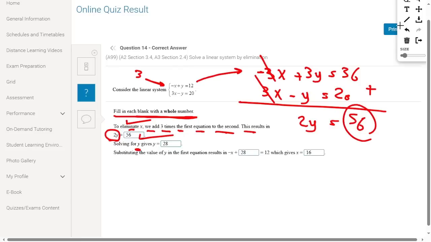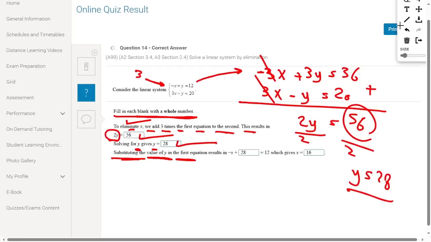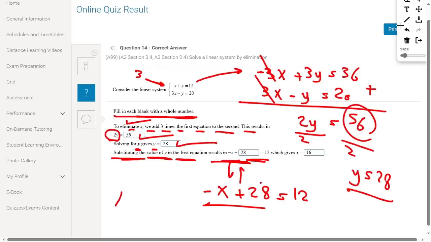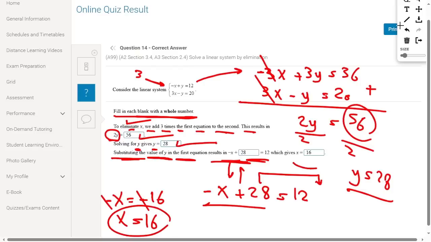Now solving for y, so we need to solve y. So divide by 2, divide by 2, so y will be equal to 28. Now substituting the value of y in the first equation, so minus x plus 28 equal to 12. 28 will go to the other side. So minus x will be equal to minus 16, negative divided by negative, so x will be equal to 16. And the answer here is 16.